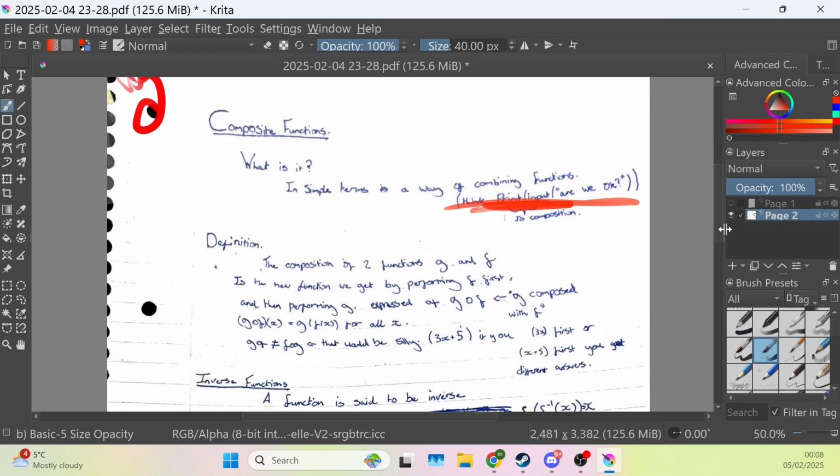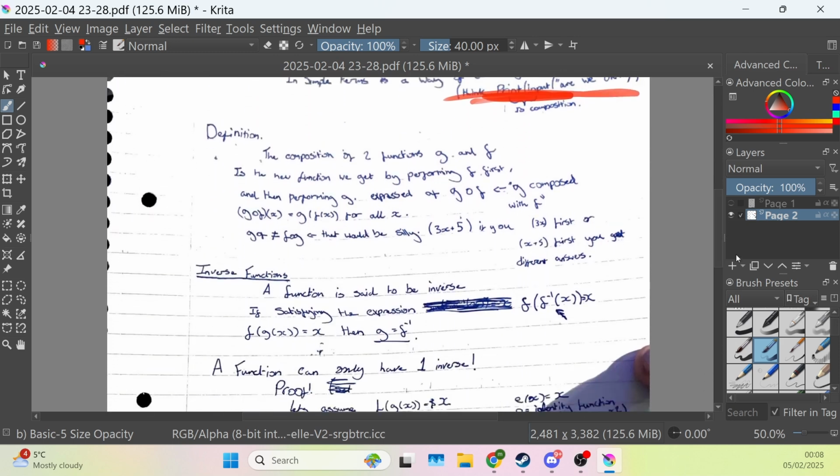Go a bit further down. Just a bit more of a mathematical definition. The composite of two functions, g and f, is a new function we get by performing f first and then performing g, expressed as g of f, g composed of f. g composed of f of x equals g of f of x for all x. Essentially, this is from my lecture actually. Quite a lot of this is, but I think that's specifically quote unquote from the lecture.